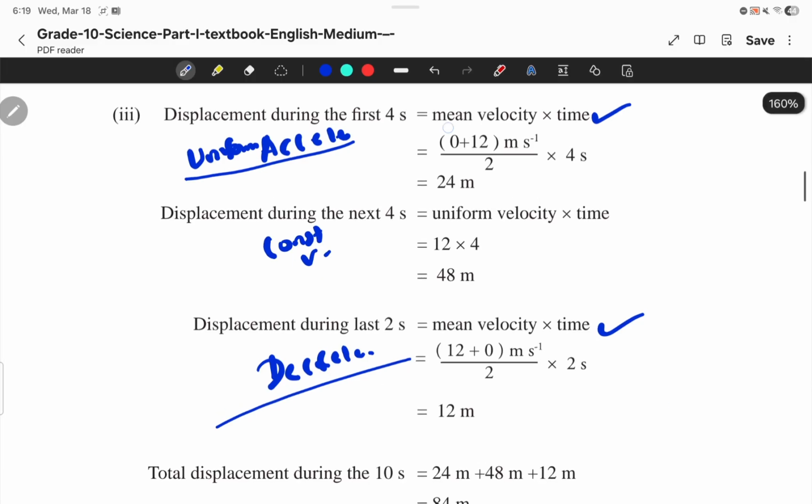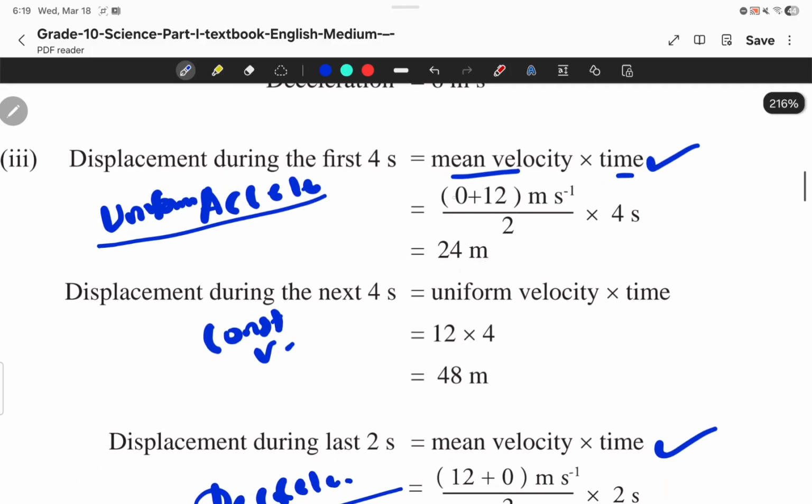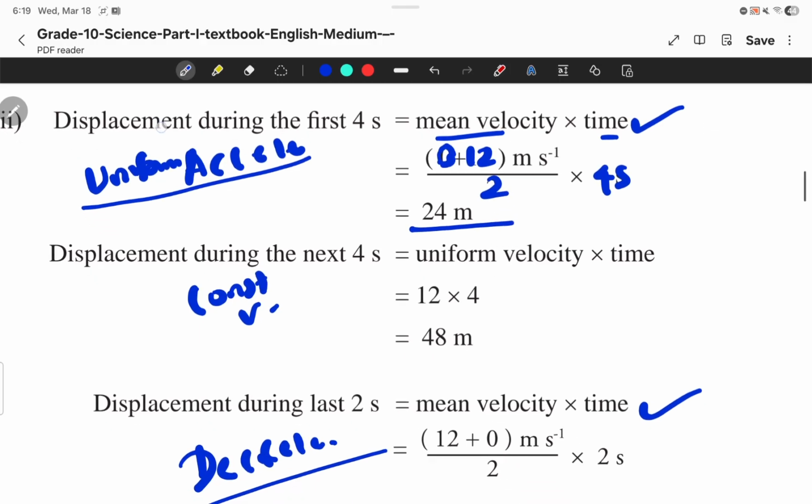So here, mean velocity into time. You know how to calculate the mean velocity? Initial velocity plus final velocity divided by 2. So in the first 4 seconds, initial velocity is 0, then it finally becomes 12, and that is divided by 2. Then the time is 4 seconds. The answer becomes 24 meters.